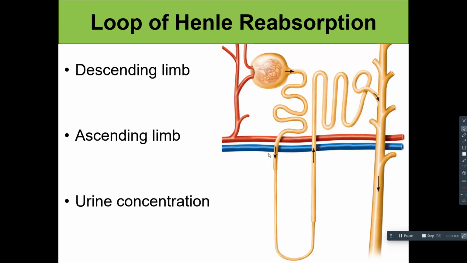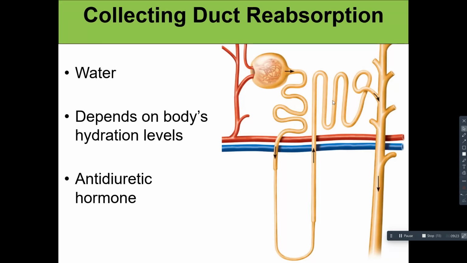Now, our loop of Henle has a descending and ascending limb, and they actually reabsorb different things. The descending reabsorbs more water, and the ascending reabsorbs more sodium and chloride. And the net result of the loop of Henle's reabsorption, it is going to help us concentrate urine later on if we need to.